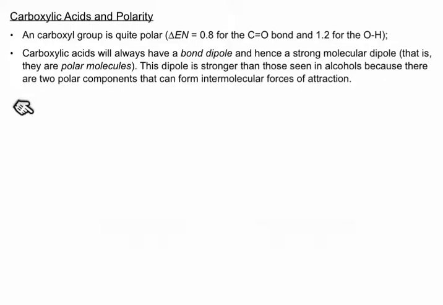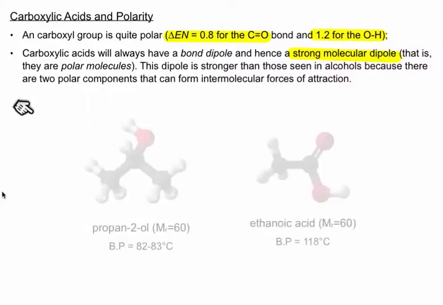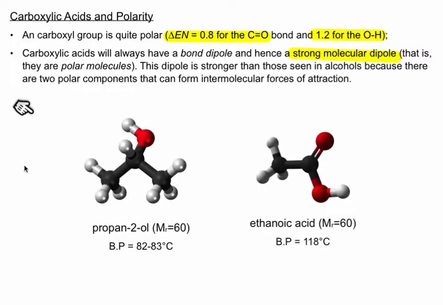Carboxylic acid polarity. Well, not surprising, the carboxyl group is a polar group. The delta EN for that C double bond O is 0.8, and then we have a delta EN of 1.2 for the OH component of that carboxyl group. So we always have a bond dipole, and therefore a strong molecular dipole. This is quite a polar functional group. And so that dipole is stronger than most alcohols of similar molecular mass because there are two polar components that can form intermolecular force of attraction with neighboring molecules.